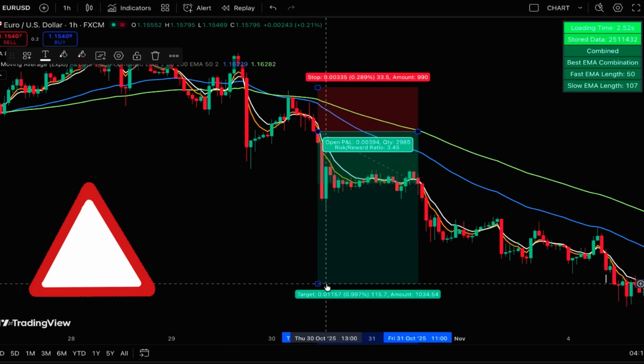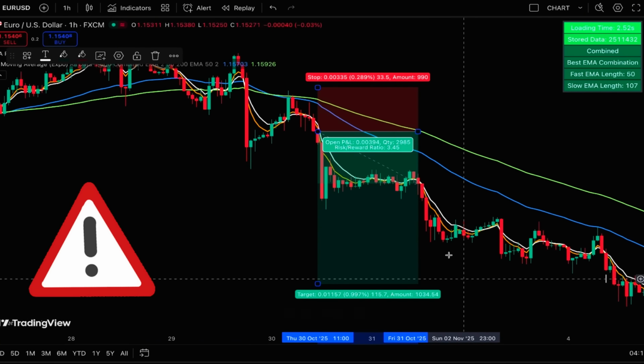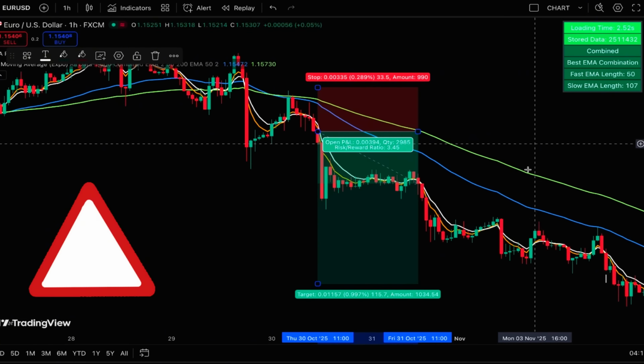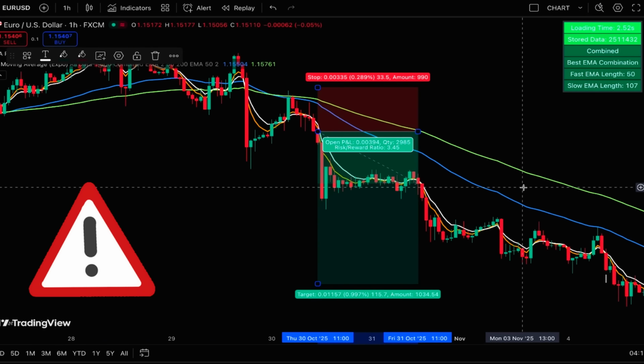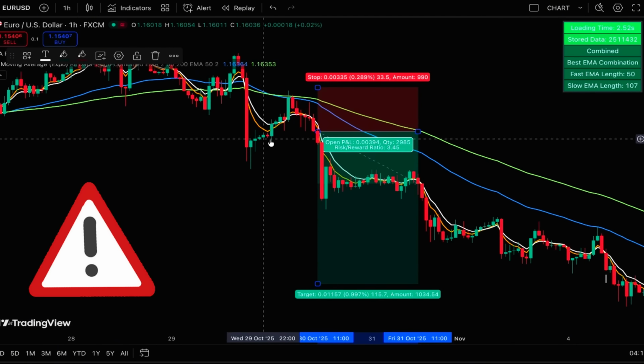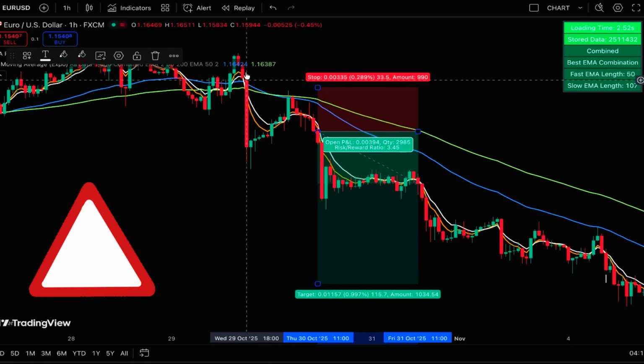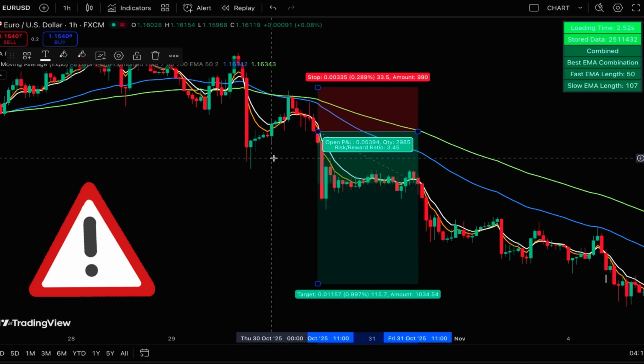Similarly here, I don't recommend taking the next pullbacks while the price is below the blue line and the green line, and it is better to focus only on the first pullback after the price crossed below the blue and green exponential moving average lines.